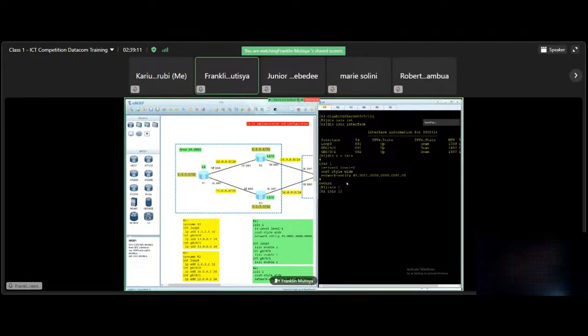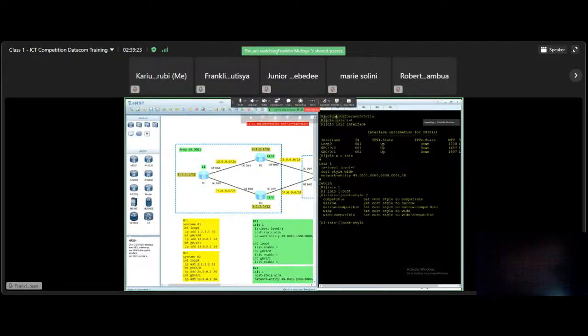For cost style, we have two cost styles. These are the cost styles that we have. I forgot to mention in my slides, in case you are asked in the exam, these are the cost styles that we have. We have wide, which is the most common. We have wide-compatible, narrow, and narrow-compatible. And we also have compatible. Kindly capture this somewhere in your notes: types of cost styles.